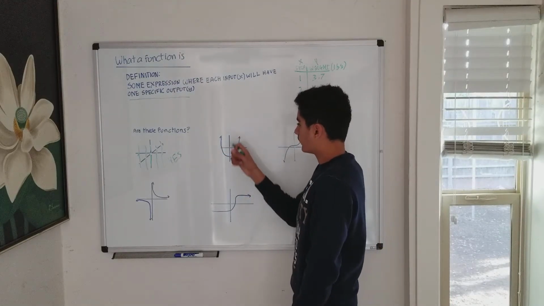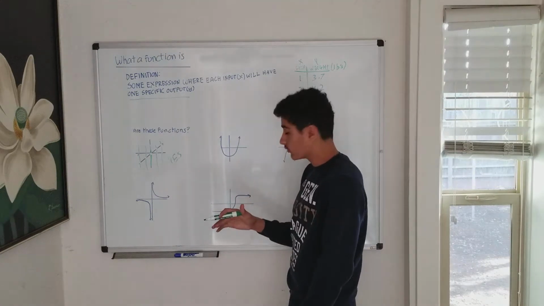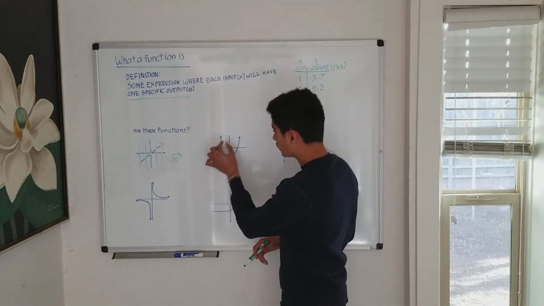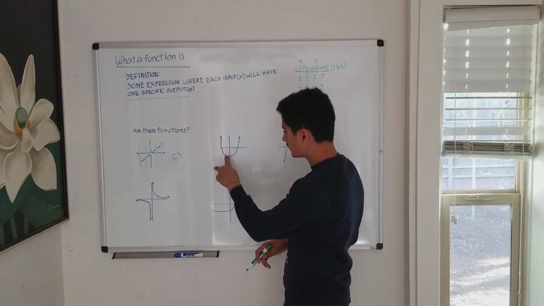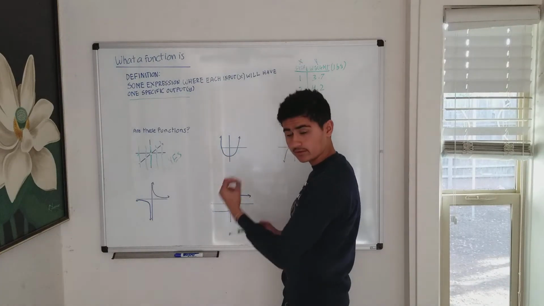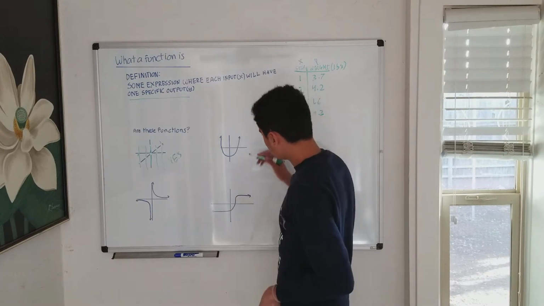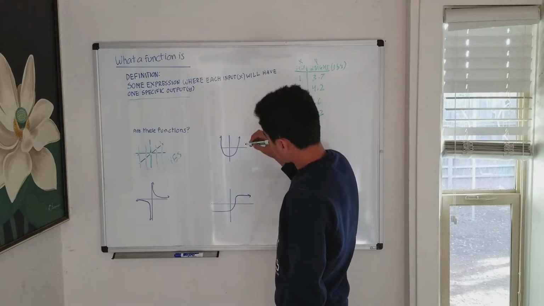And if I were to draw vertical lines, it would pass the vertical line test because each x value is going to have one y value. See, if I were to drop down a vertical line here, it's going to have only this point. Now this point and that point is one point. So this does pass that.